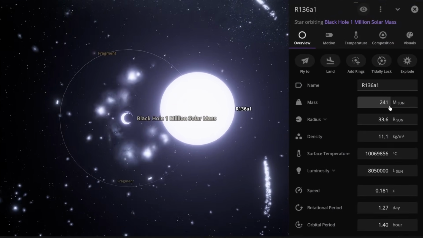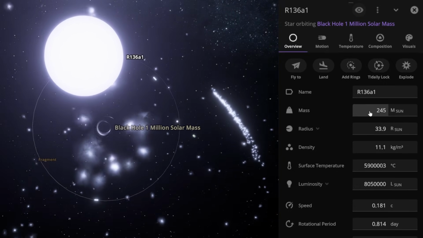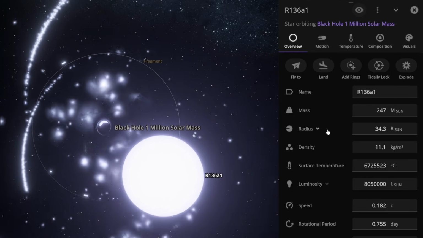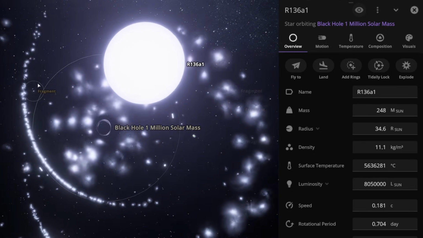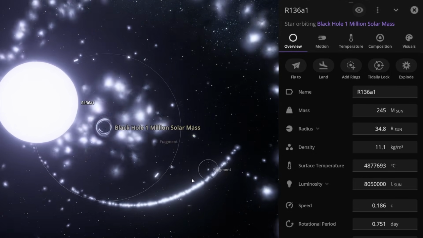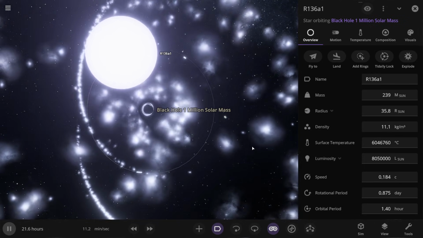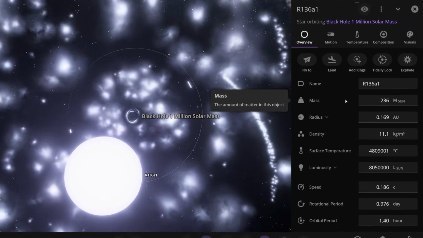Let me show you. Well, right now it's even showing the mass of R13601 is increasing. It increases, then decreases, but overall it's increasing more than it's decreasing. I guess it absorbed the neighboring gases, the ones from Pollux maybe. It's such a massive star that it's not giving up to this supermassive black hole so easily. I'll speed up time to 15 minutes per second.